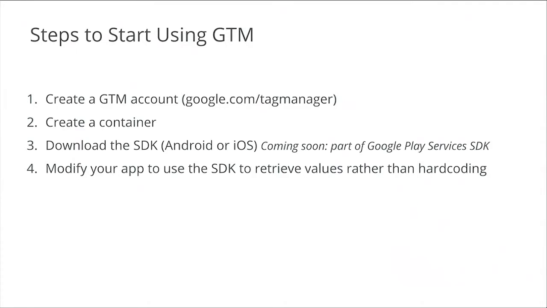So what do you need to use to get started? You could go to Google Tag Manager and create an account. You create a container. You download the SDKs. So this works for both iOS and Android. Currently, there's a Google Analytics Services SDK that combines both the Analytics SDK and the Tag Manager SDK. And coming very soon, both Analytics and Tag Manager are part of the Google Play Services SDK, which contains the APIs for almost all of the Google products. Then you modify your app to use the SDK.